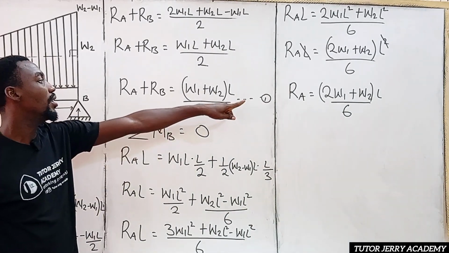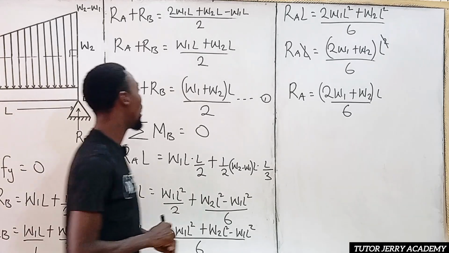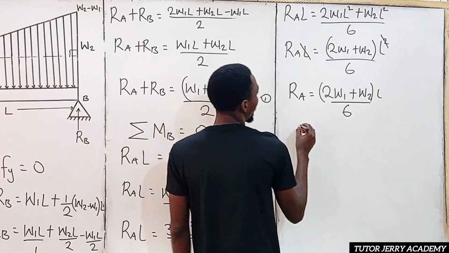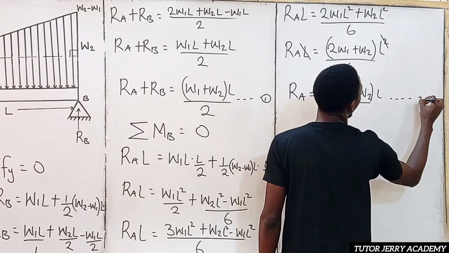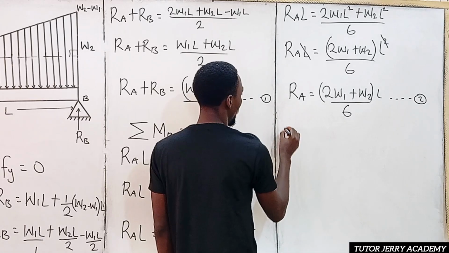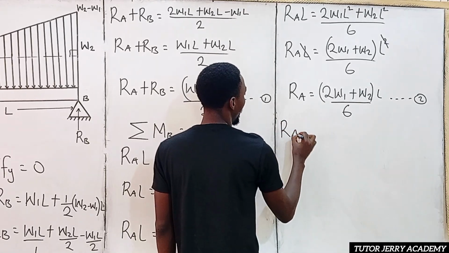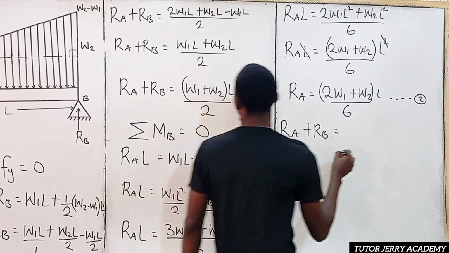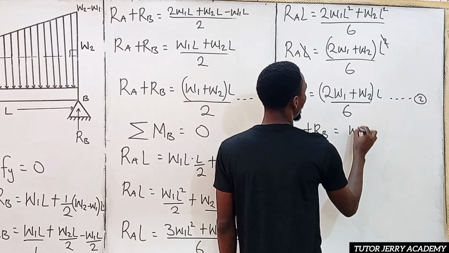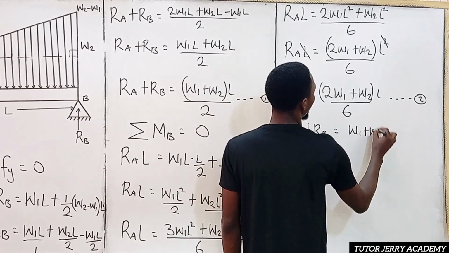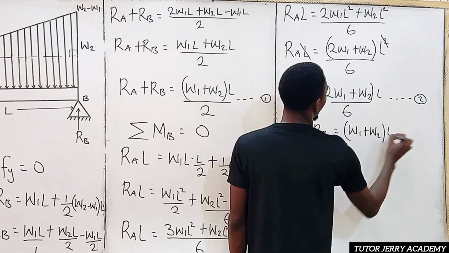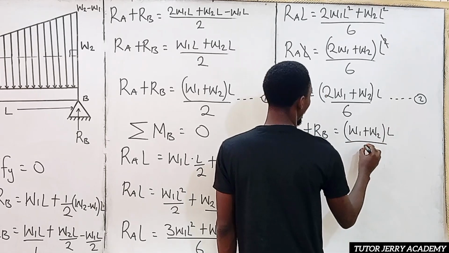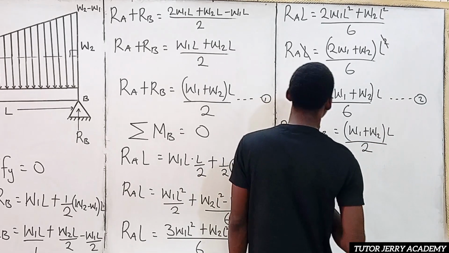So if we substitute for RA here, let's call this one our equation number 2. So from equation 1, we have RA plus RB to be equals to W1 plus W2 into what? Into L all over what? All over 2. Right? Alright.